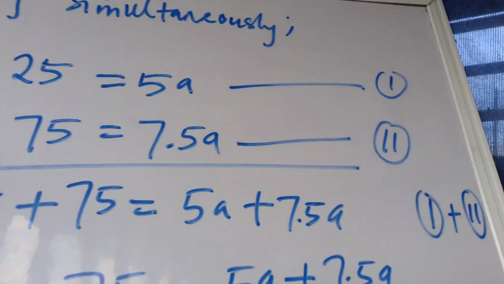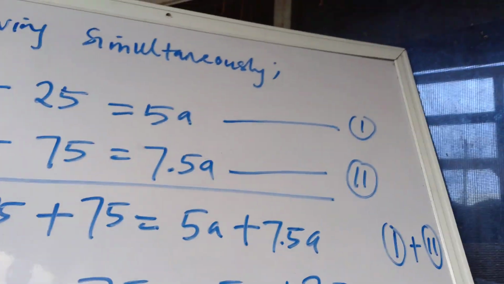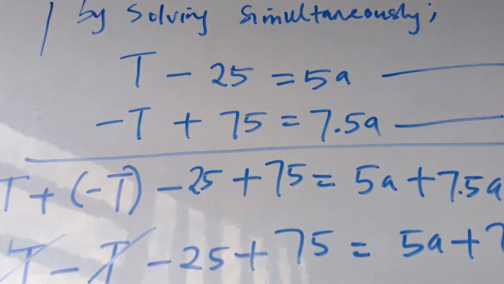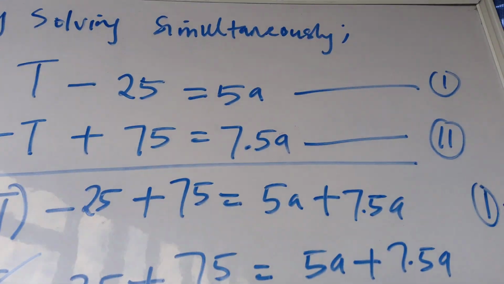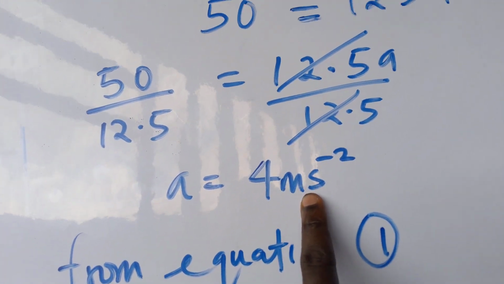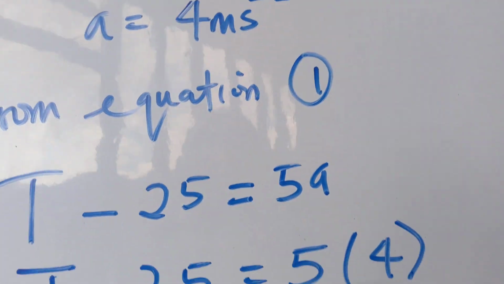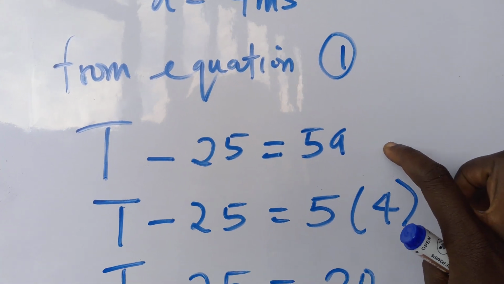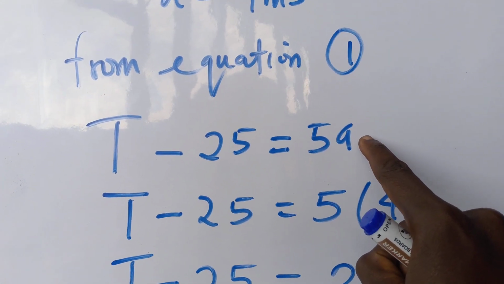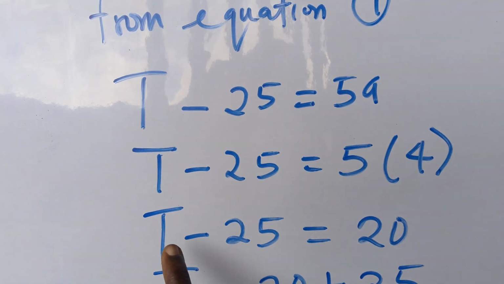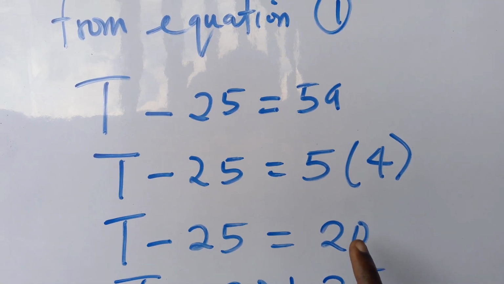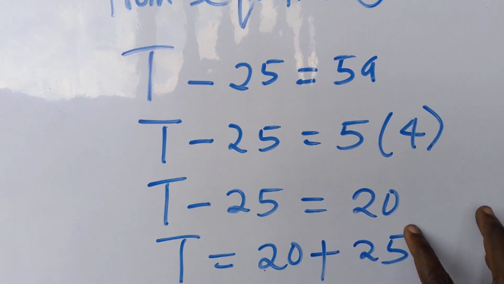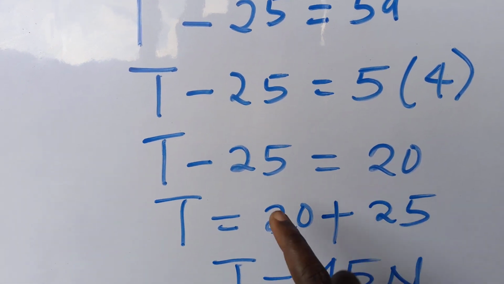I come back to equation 1. I can use either equation 1 or equation 2; I choose to use equation 1. That is T minus 25 equals 5a. I substitute the value of a, which is 4 meters per second square. In place of this a, I write 4 meters per second square. I'll be having T minus 25 equal to 5 times 4, and 5 times 4 gives me 20. So this is T minus 25 equals 20.